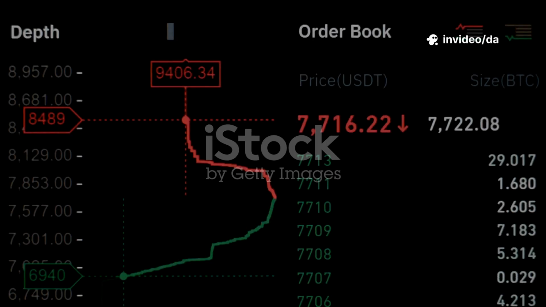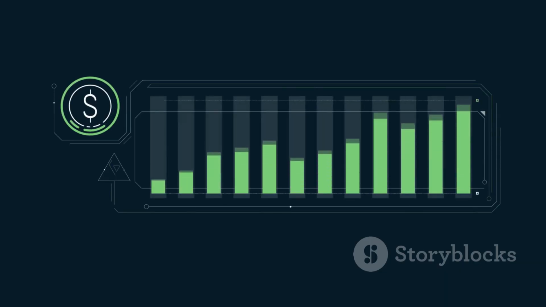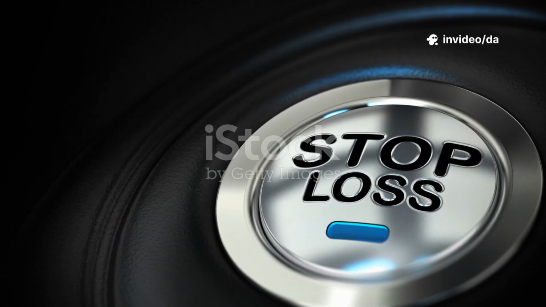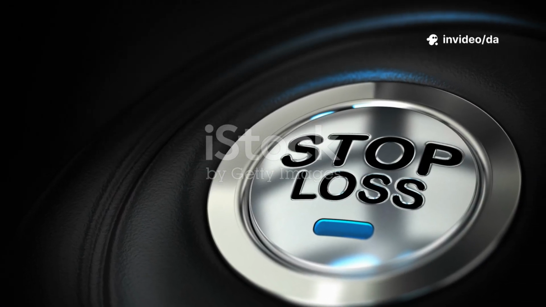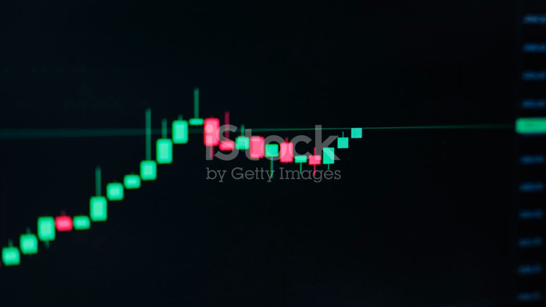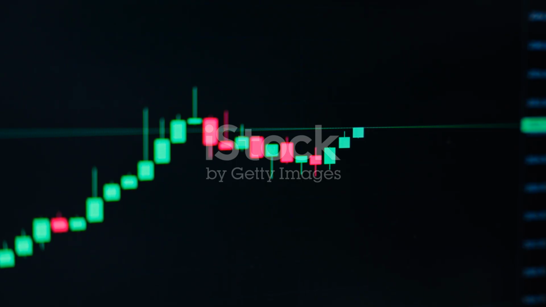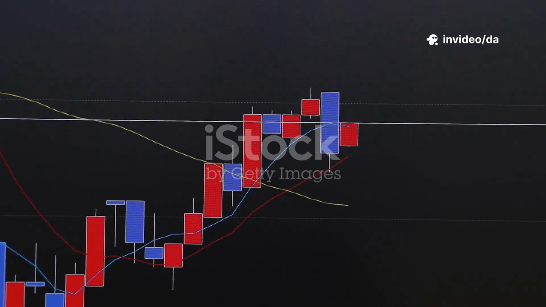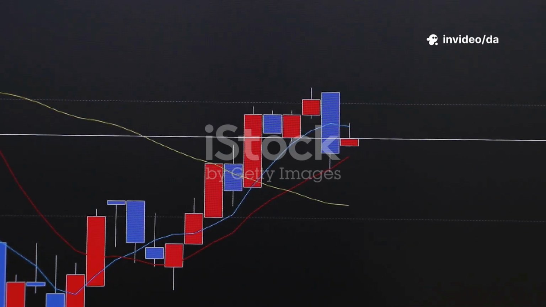Market orders, the most basic type, prioritize immediate execution at the prevailing market price. Limit orders, on the other hand, allow you to set specific price levels at which you are willing to buy or sell. Stop orders act as safety nets, automatically closing your positions to limit losses if the market moves against you. And trailing stop orders, a dynamic variation of stop orders, trail the market as it moves in your favor, locking in profits while still providing downside protection.